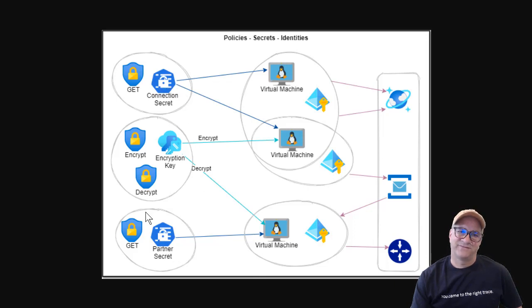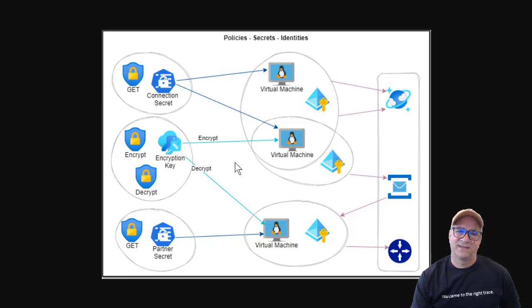So over here on the left side, we've got 2 secrets and an encryption key, and these represent policies. In this case, this connection secret is going to have an access policy tied to it, and that access policy is going to be get policy. And we're going to bind that policy to this identity here. So both these machines will get access to this connection secret because they'll both be bound to this policy. And I'll show you what this looks like in a minute, right?